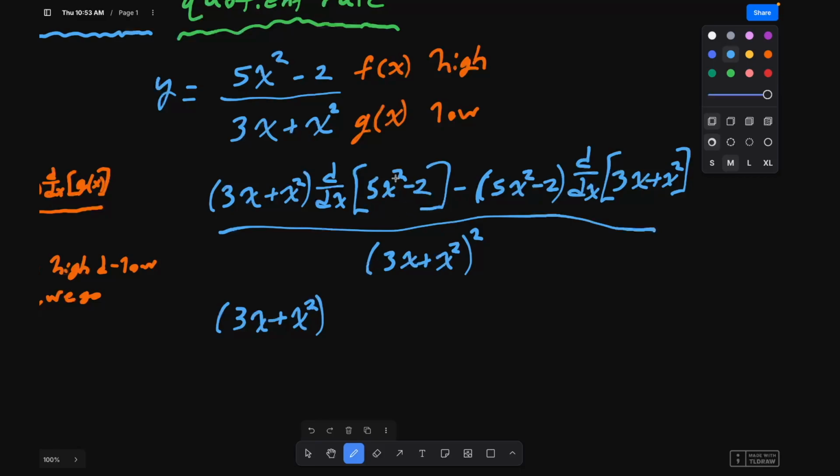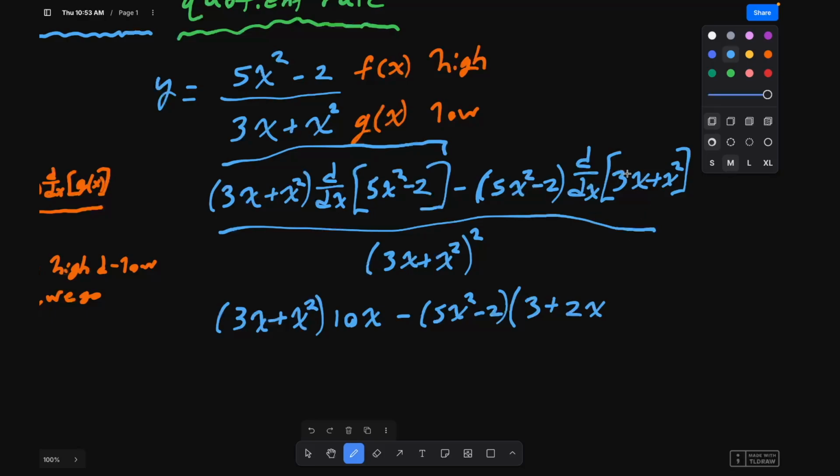So we just have this 5x squared, constant rule, so we know that we're going to multiply by this 5. So if we bring the 2 down, we're going to have 10x to the 1, or just 10x. And then that's this part already done. Then we have a minus sign, and then we have 5x squared minus 2 multiplied by the derivative of 3x plus x squared. So that's times, it's going to be 3 plus 2x.